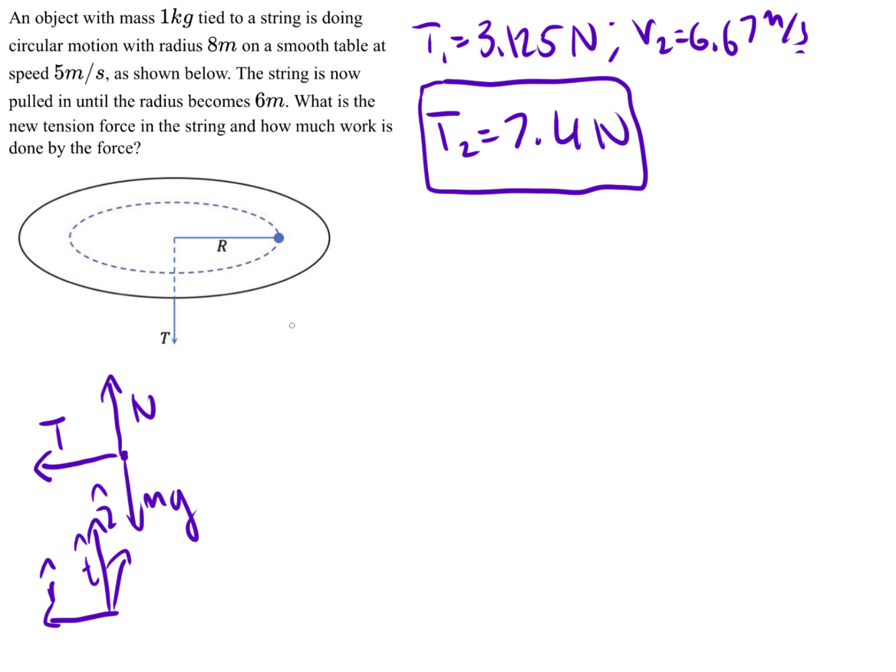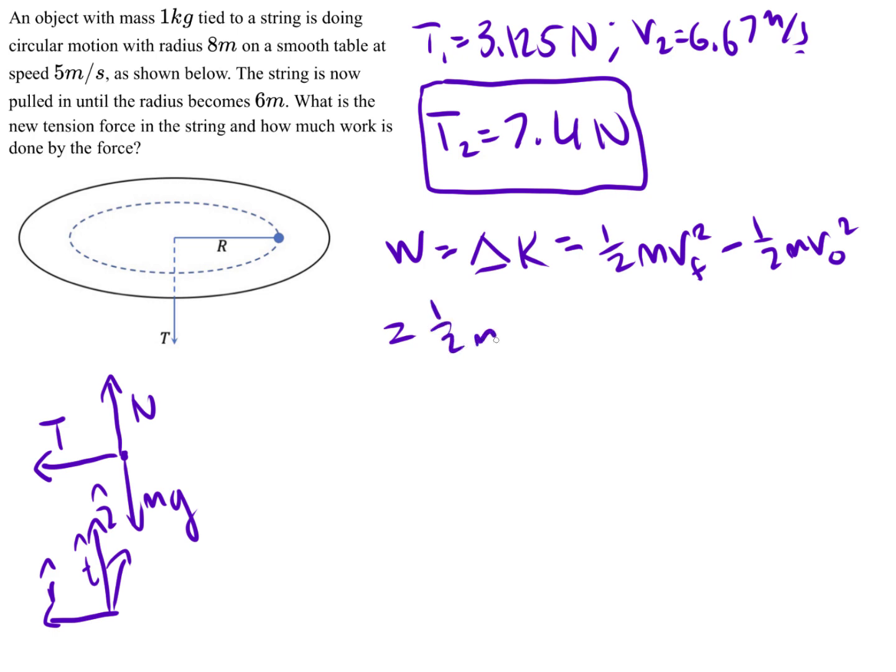But the second part of the question asks us to figure out the work that is done by this tension, by the change in this tension force. So we know from the work energy theorem that the work is equal to the change in kinetic energy. And this is equal to 1/2 m vf squared, the final kinetic energy, minus the initial kinetic energy. This can be factored out to give us 1/2 m times the final velocity squared minus the initial velocity squared.